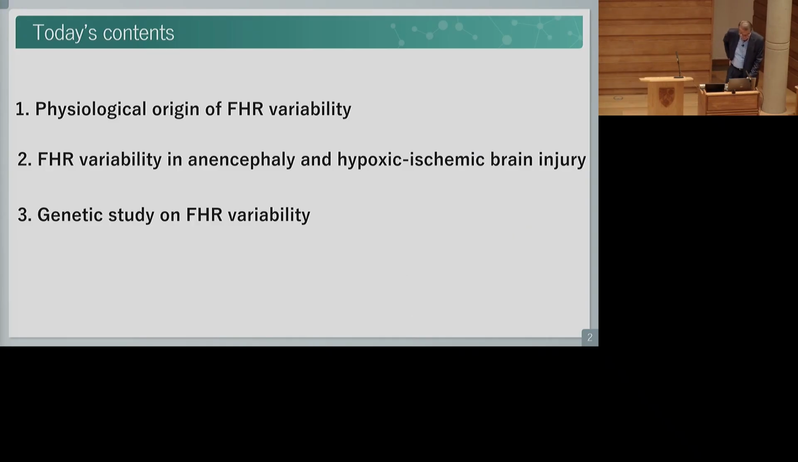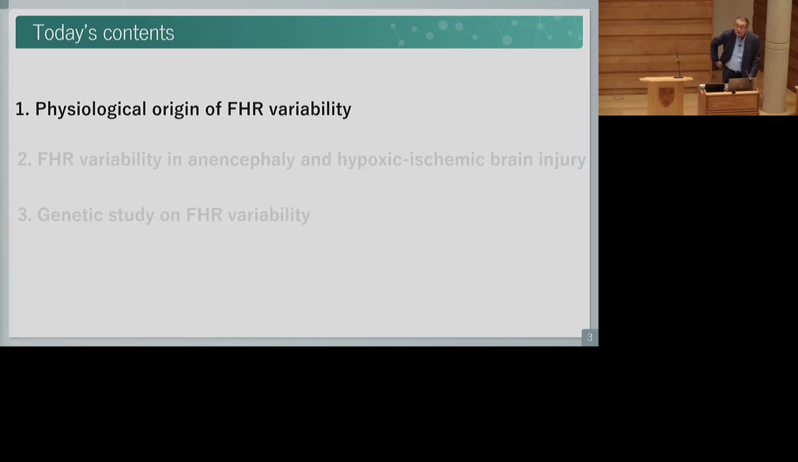First, I will discuss the physiological origin of fetal heart rate variability. Second, I will review evidence from anencephaly and hypoxic ischemic injury. Finally, I will introduce our recent genetic studies focusing on the NALCN gene.